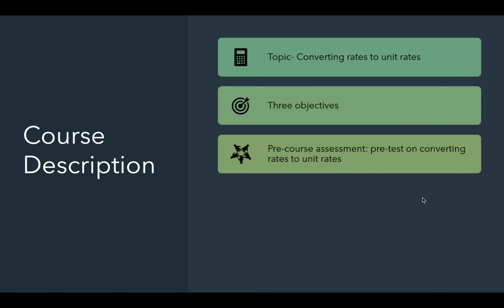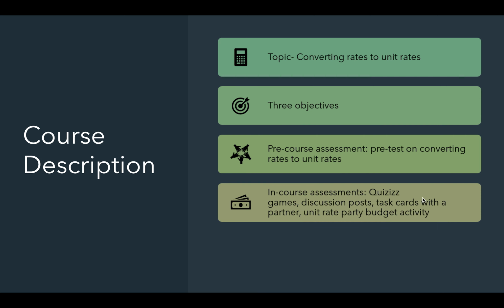During the course, students will complete several formative assessments. These assessments include a quizzes game, several discussion posts to be used as exit slips each day, task cards with a partner, and a unit rate budget activity in which they are asked to plan a party for their families while sticking to a budget by making purchase decisions based on the unit rates of products.